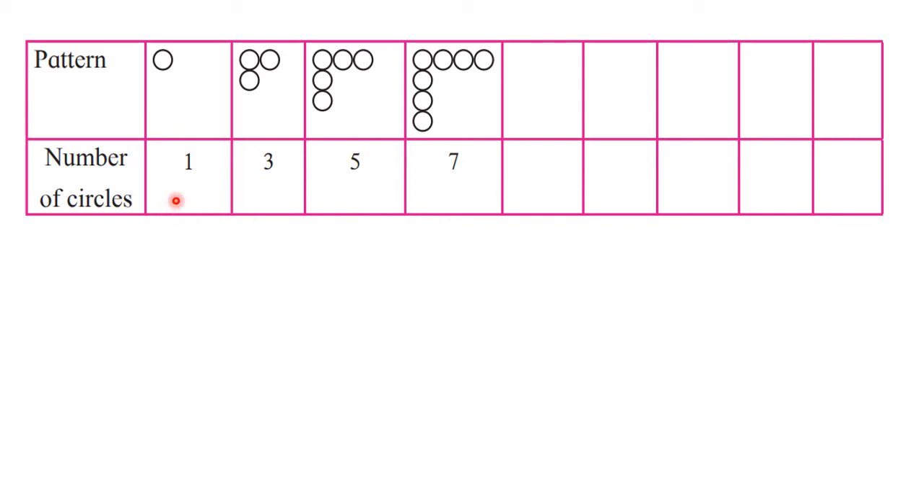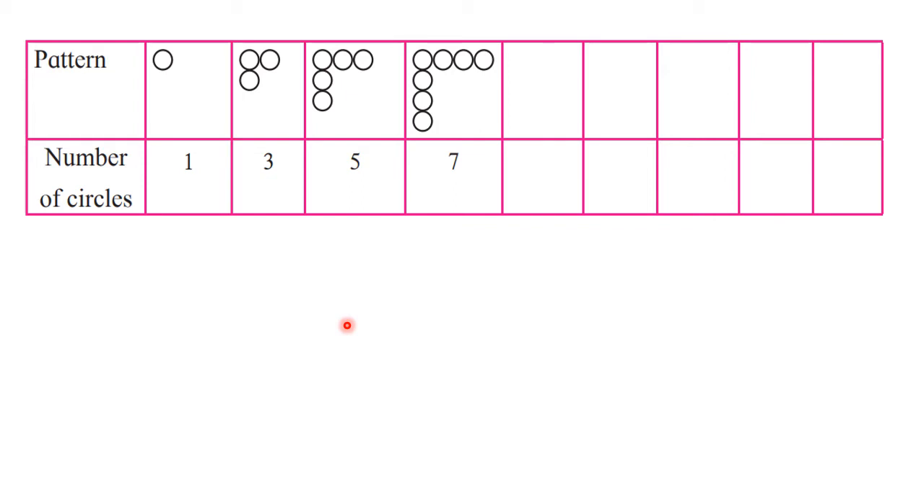So what order do you have? 1, 3, 5, 7, 9. Then after that you will have 11, then 13, 15, 17. That means the next number we get by adding 2 to the previous number. See, 1 plus 2 is 3, 3 plus 2 is 5, 5 plus 2 is 7 and so on. So this is also a sequence.